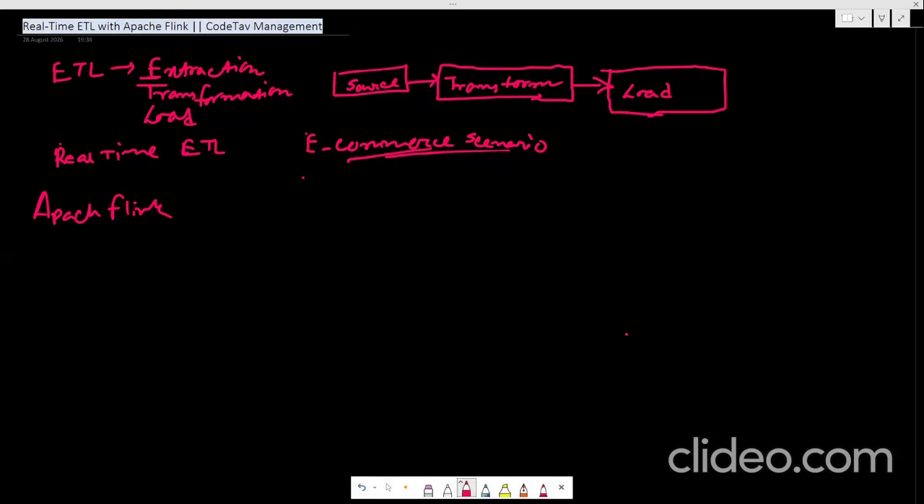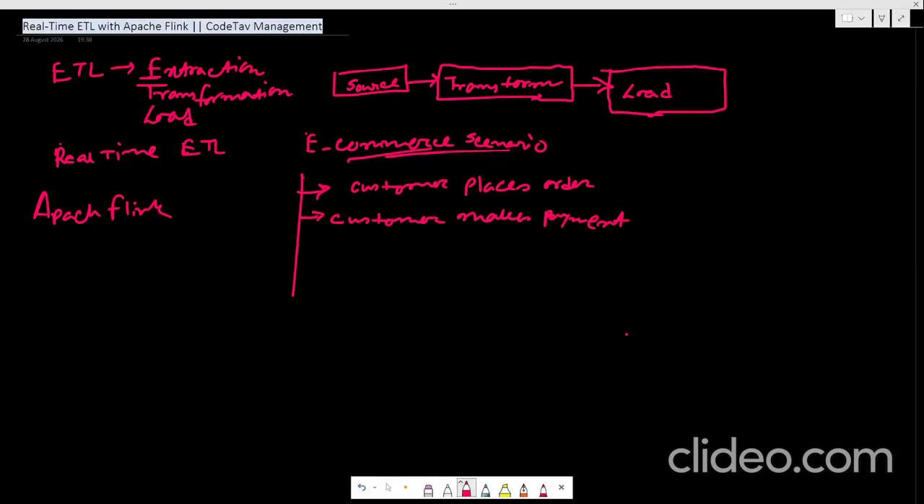As we are considering the e-commerce scenario, every second different systems will generate different types of events. One by one, I am giving you what kinds of events it generates. Suppose a customer places an order, that is one event, correct? The next is a customer makes a payment. Okay, now next can be a product inventory change.